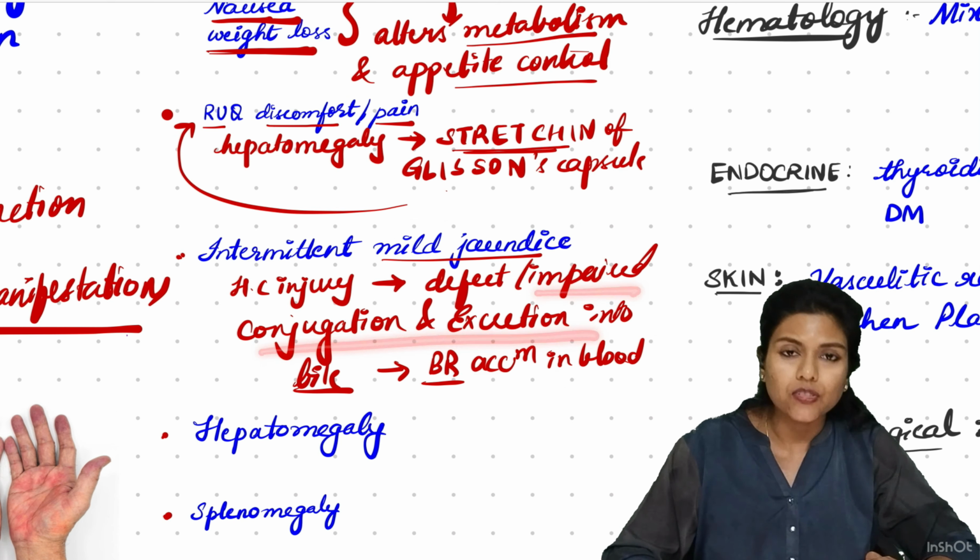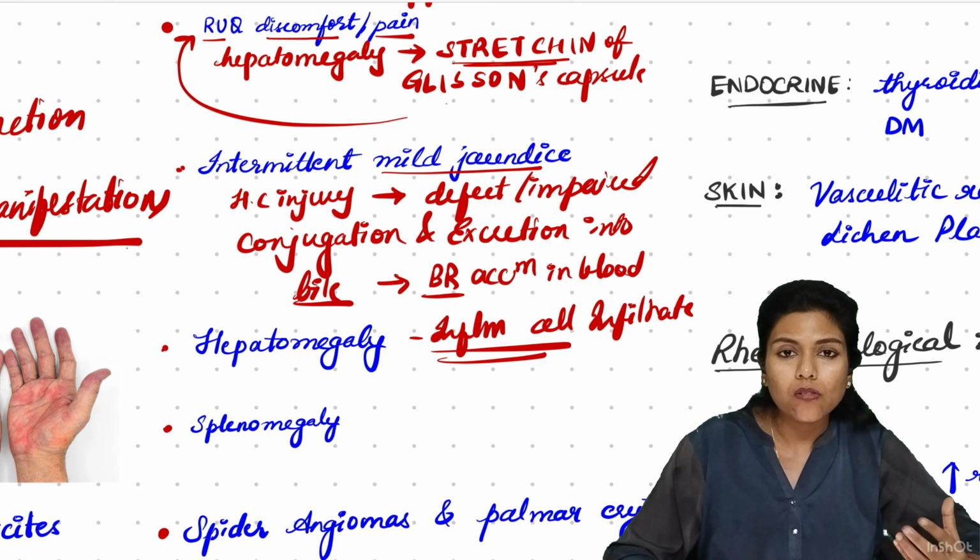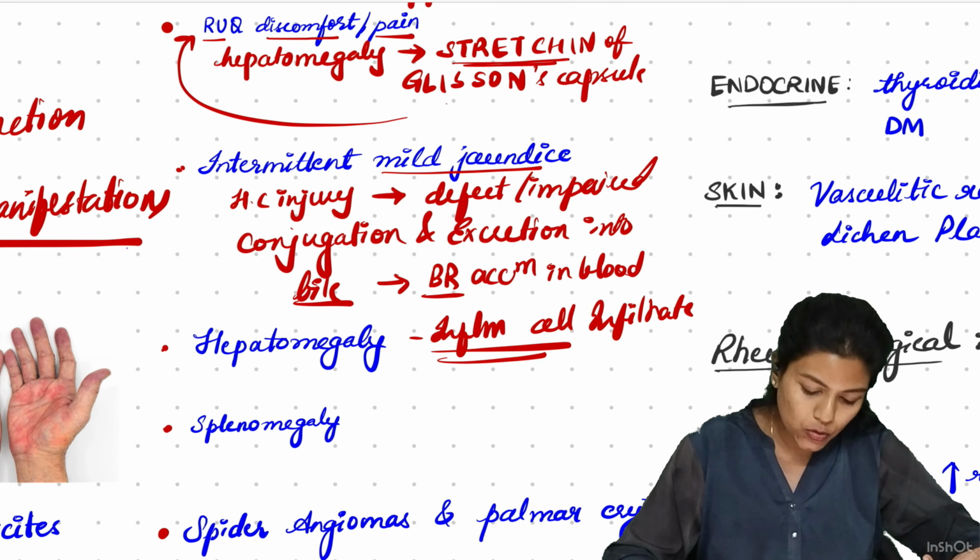And there is hepatomegaly. We have discussed this a lot in the morphology of acute and also chronic viral hepatitis. There is hepatocellular swelling, that is ballooning degeneration, hydropic changes, and the inflammatory cell infiltrate, because of which there is hepatomegaly.